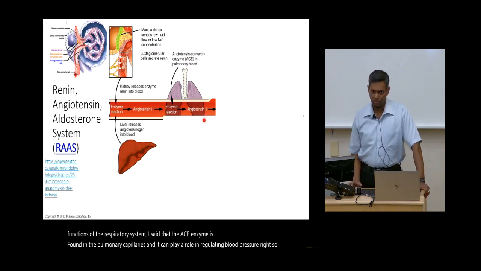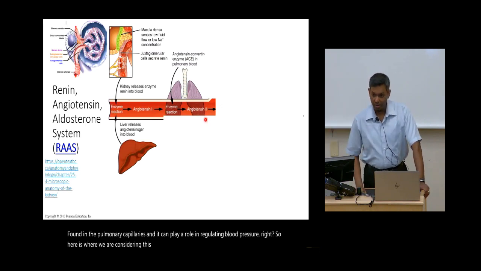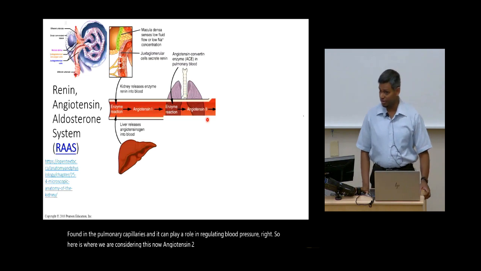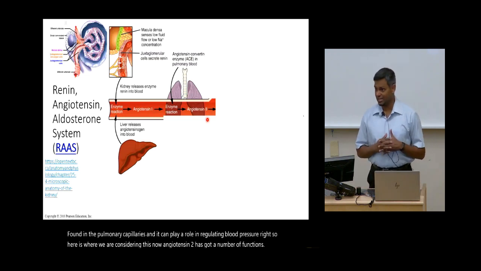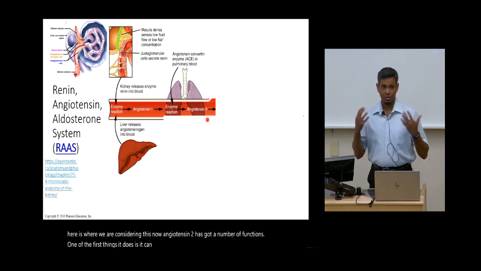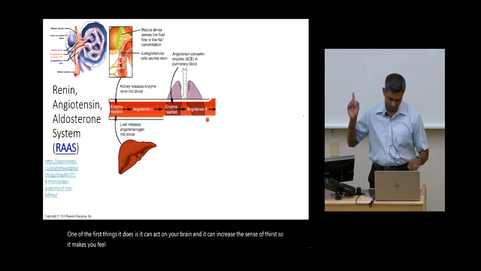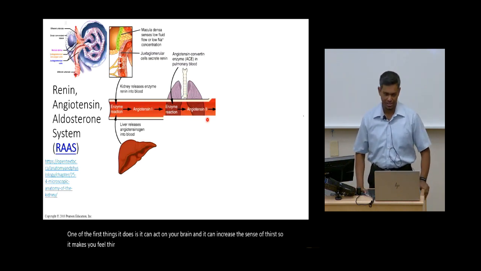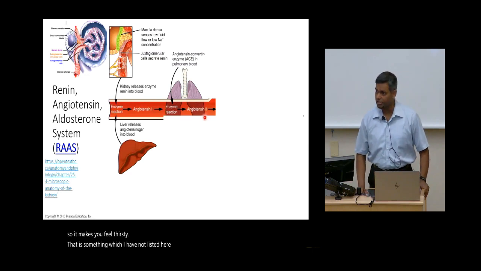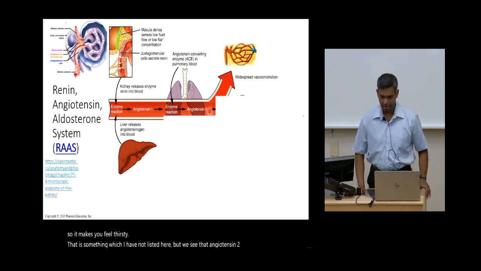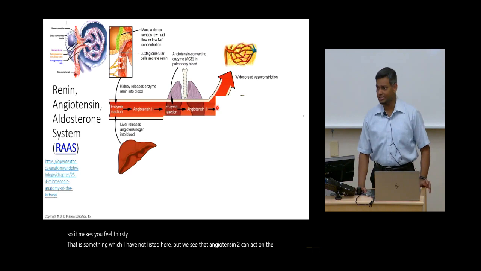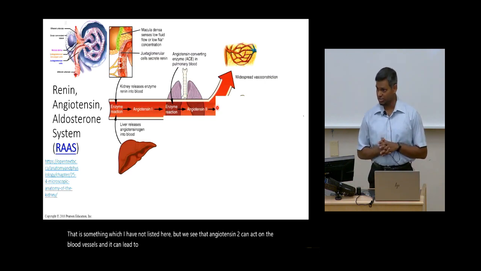So here is where we are considering this. Now angiotensin 2 has got a number of functions. One of the first things it does is it can act on your brain and it can increase the sense of thirst, so it makes you feel thirsty. That is something which I have not listed here, but we see that angiotensin 2 can act on the blood vessels and it can lead to widespread vasoconstriction.